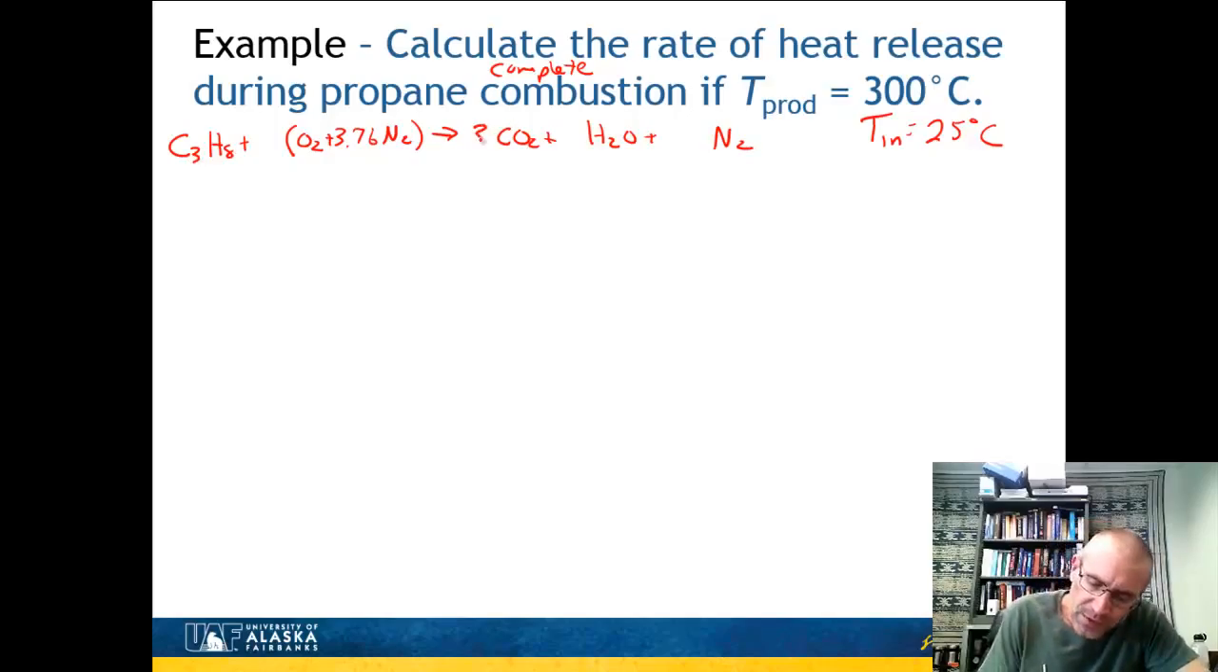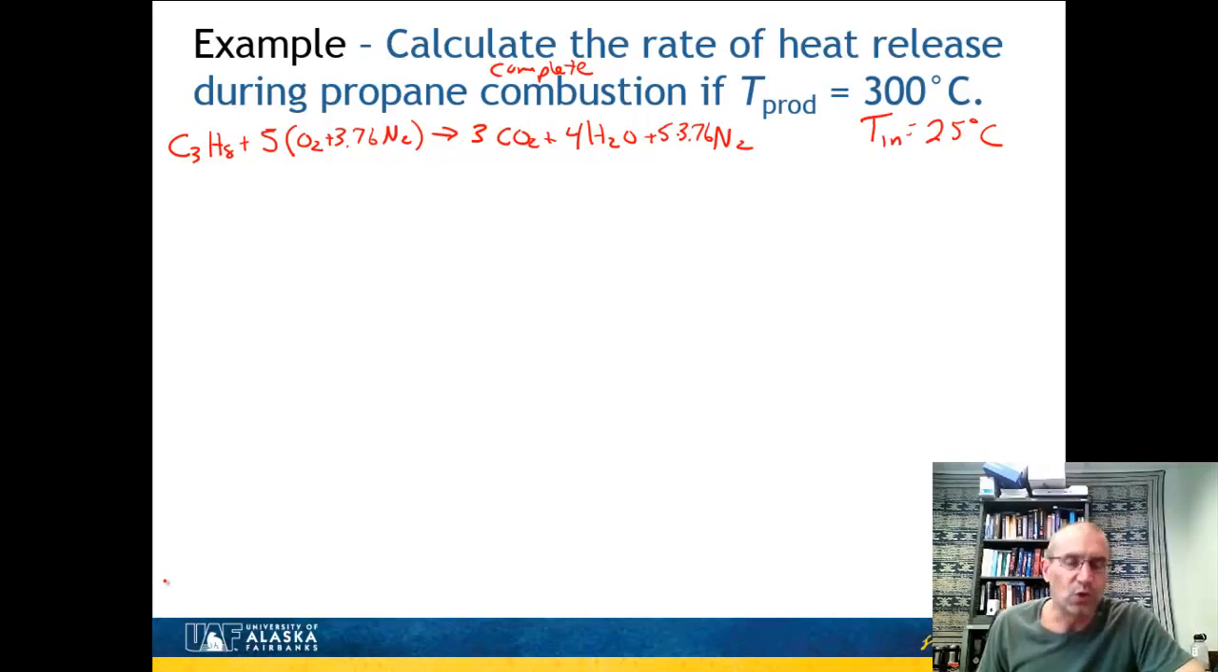So let's go ahead and balance the equation. 3 carbons on the left gives me 3 carbons on the right. 8 hydrogens on the left. That's going to give me a coefficient of 4 in front of the water. And so now I see I have 3 O2s and another 2. That's going to put me at a coefficient of 5 in front of that air term. And now I can go ahead and balance the N2s, and that's going to be 5 times 3.76. I need to distribute that. So there's my balanced equation.